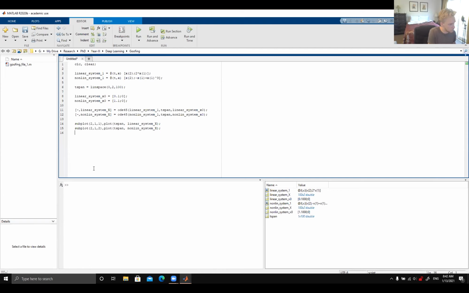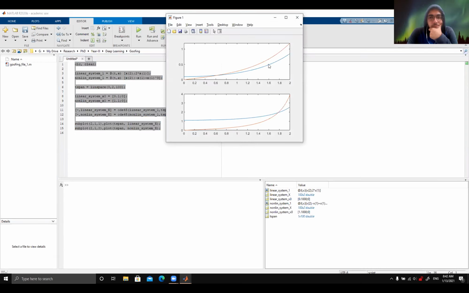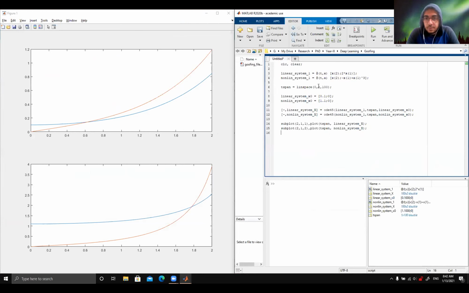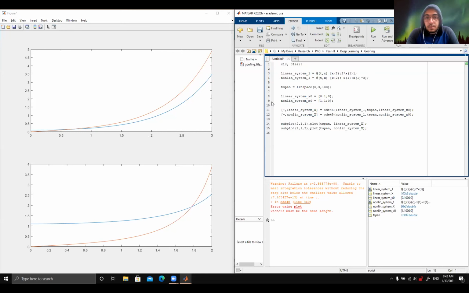And we would like to obtain that. Well, we can just run this. So this is the response. We can increase the time a little bit, make it like 3. Let's see what happens. Yeah, the response actually blows up after, let me say, 2.5.